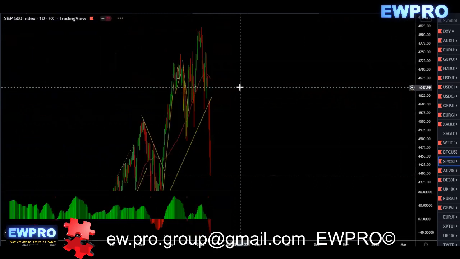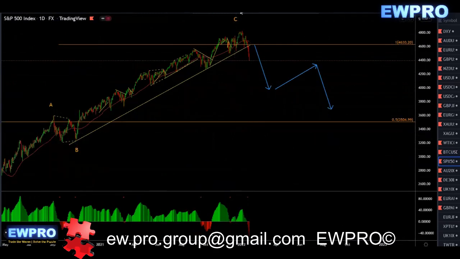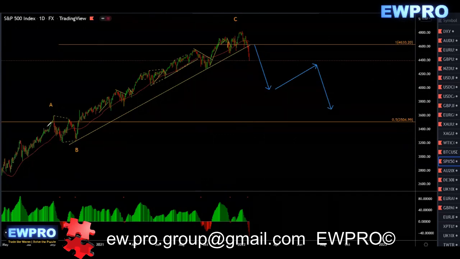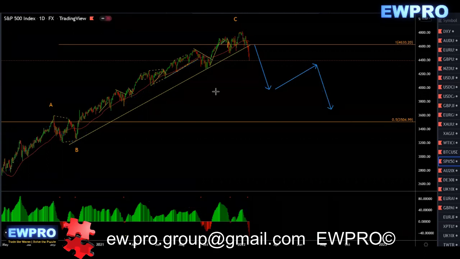S&P 500 on the daily. So we're looking at that A, B, C. We got a lot of bearish divergence. So eventually I said we were looking for that A, B, C back to the 50 fib. This was possible in here if I just zoom in a bit.